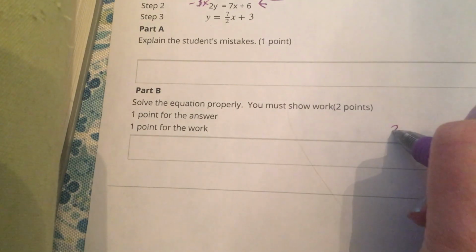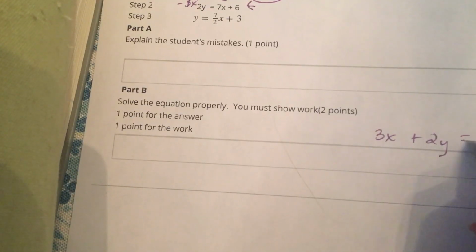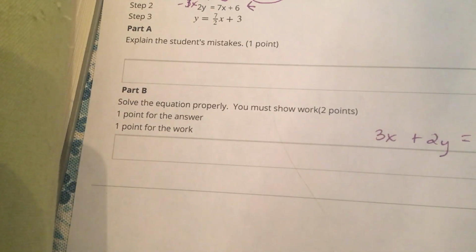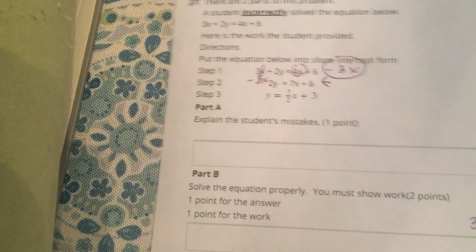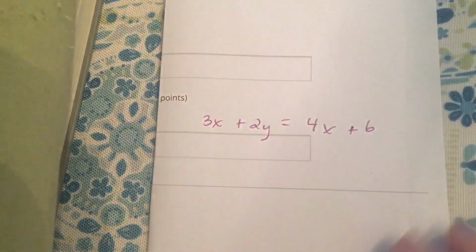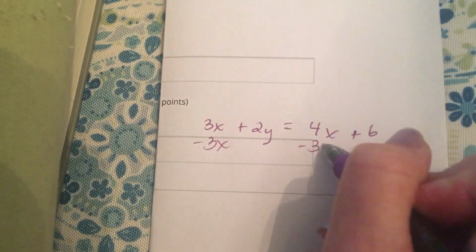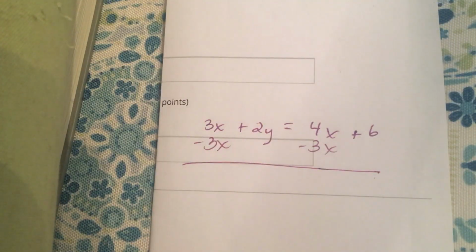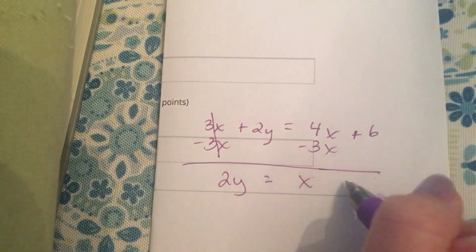So again, we have 3x plus 2y equals 4x plus 6. Let's make sure you can see that in the video. There we go. And I'm going to go ahead and do my first step correctly and subtract 3x from both sides, making that a balanced move. My 3x's then on the left are eliminated, and I'm left with 2y equals 1x plus 6.